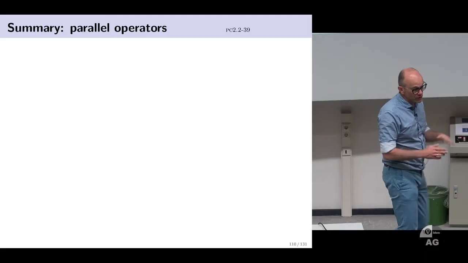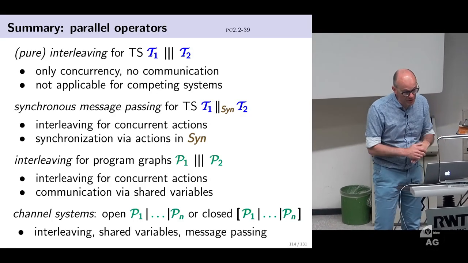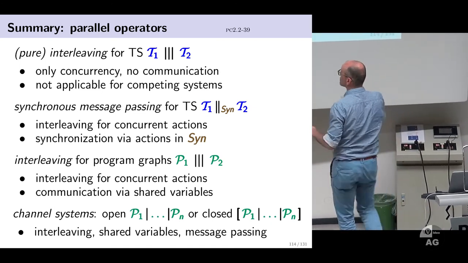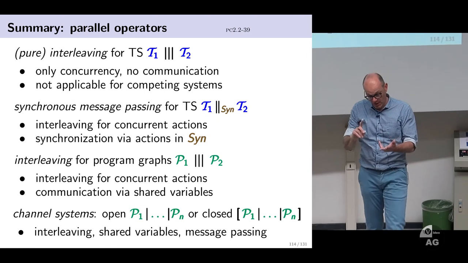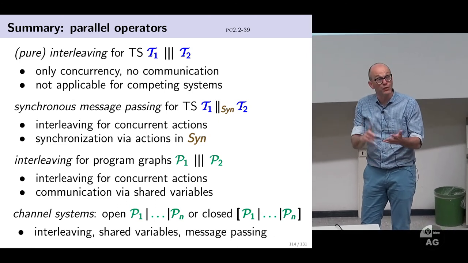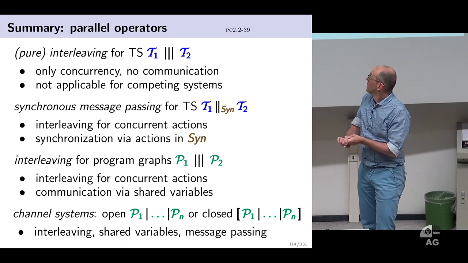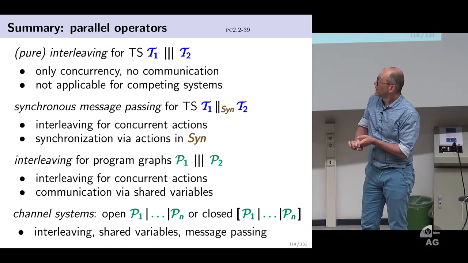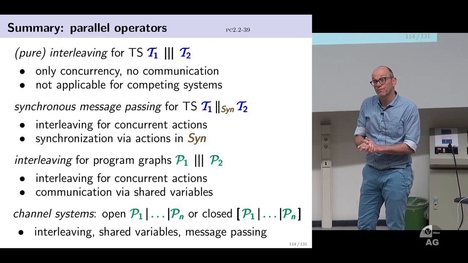Yeah. In the next lectures, and what we have seen is several ways to do parallel operators that I already explained in the beginning of the lecture. What is important is this model over here that basically covers everything that we have seen before. Program graphs, synchronous communication, shared variables, asynchronous communication. In the end, what you do is you do the model checking on the transition system.